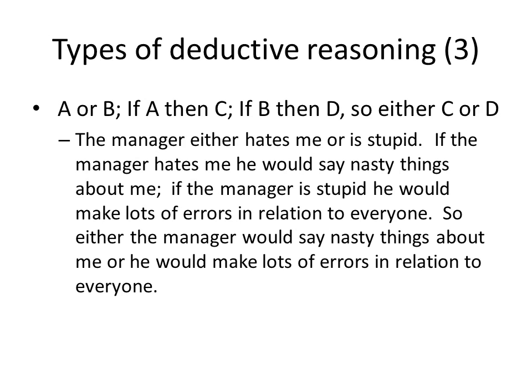Here's a more complicated version of the same thing. A or B. If A, then C. If B, then D. So either C or D. The manager either hates me or is stupid. If the manager hates me, he would say nasty things about me. If the manager is stupid, he would make lots of errors in relation to everyone. So either the manager would say nasty things about me, or he would make lots of errors in relation to everyone.